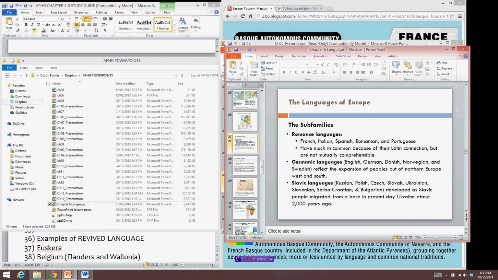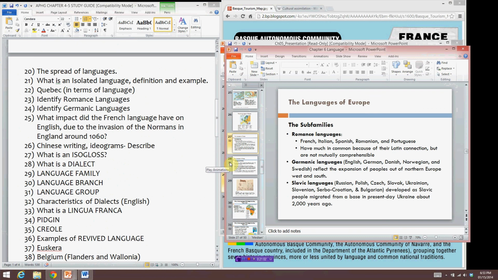The Chinese writing system uses ideograms to do their writing. It's not an alphabet. Each different ideogram, or each different symbol within their writing system, represents a sound or different ideas. There's a lot of these that exist in, for example, Chinese, which is a good example of ideogrammic writing, which is what it says for number 26.